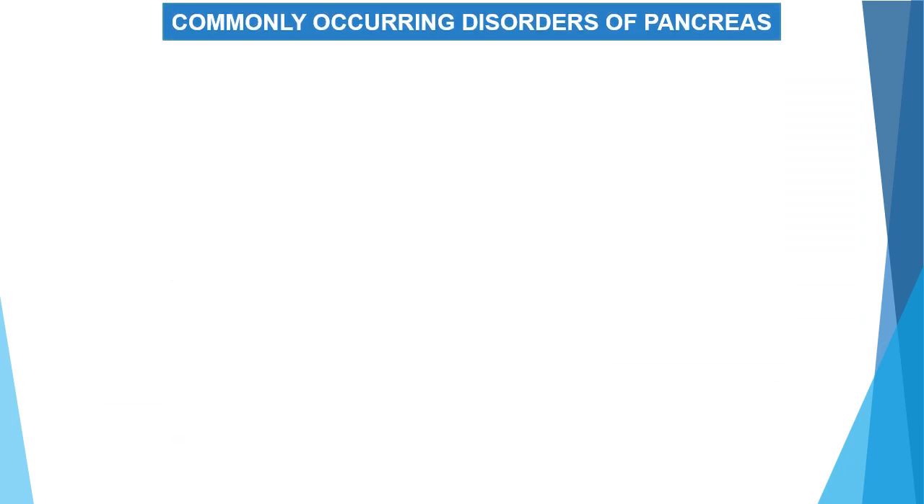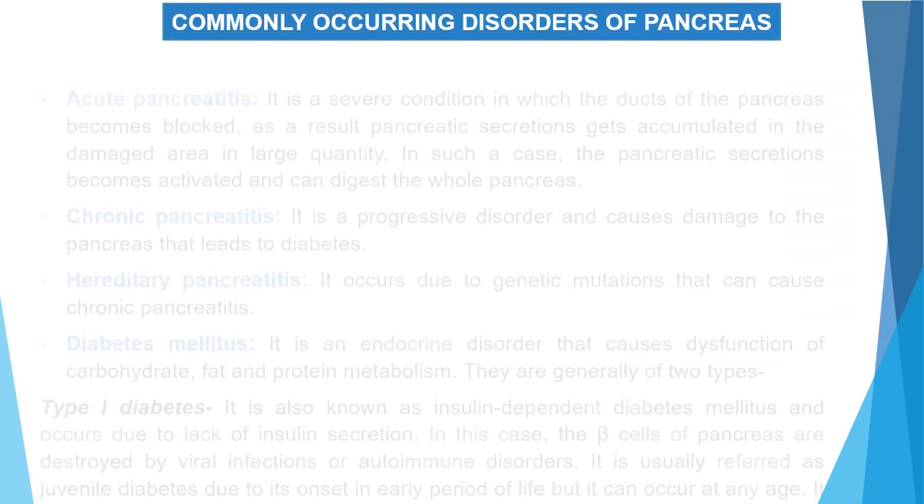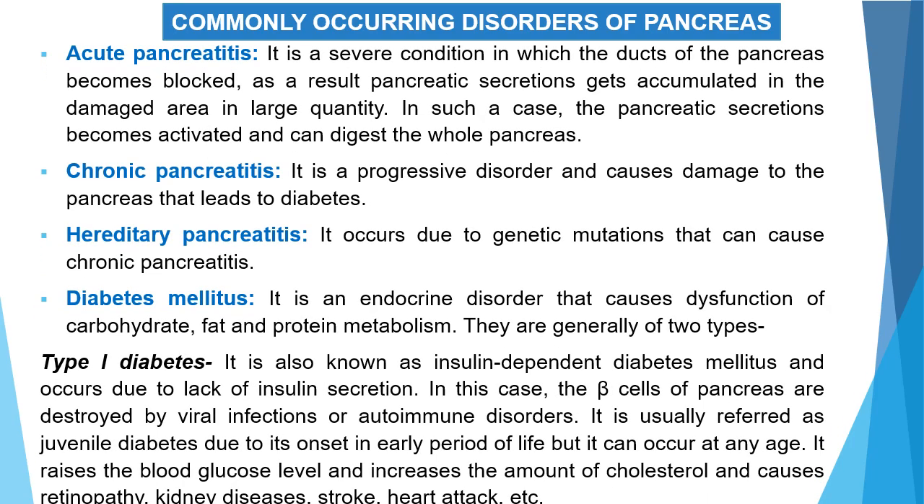Next comes commonly occurring disorders of pancreas. Acute pancreatitis. It is a severe condition where the ducts of the pancreas are blocked. The pancreatic secretions are then pulled in the areas that get damaged. In such a situation, the pancreatic secretions become activated and can digest the whole pancreas. It may be sometimes lethal.